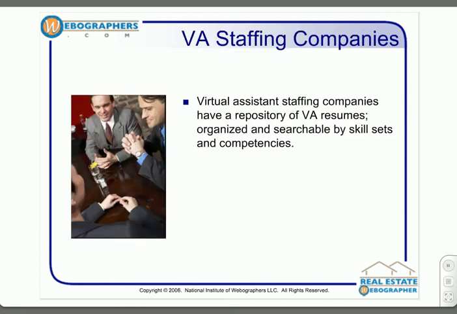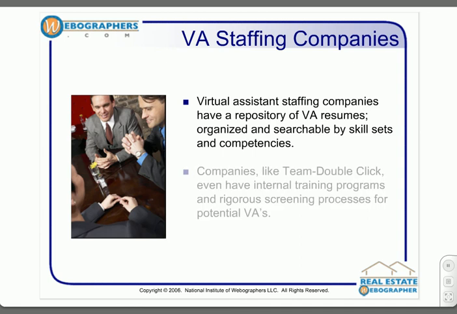Virtual assistant staffing companies have a repository of virtual assistant resumes, organized and searchable by skill sets and competencies. In addition, virtual assistant staffing companies like Team DoubleClick have internal training programs and rigorous screening processes for potential virtual assistants.